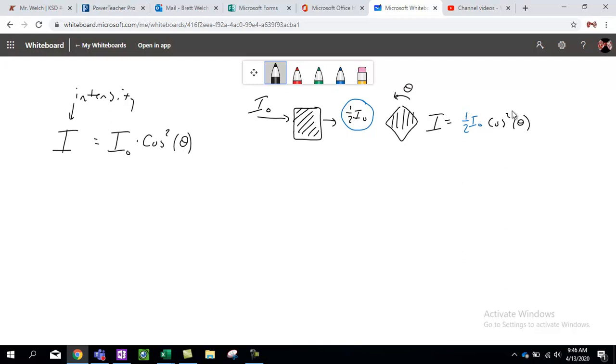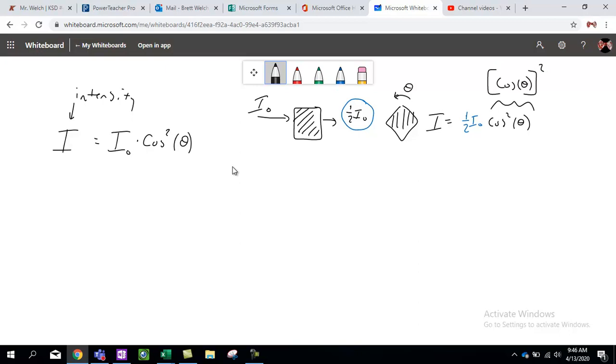Now remember, when you put cosine squared of theta in the calculator, do cosine of theta and square it. Don't try to put the square in on theta or anything like that. It needs to be a separate afterthought. Okay. So let's take an example problem.